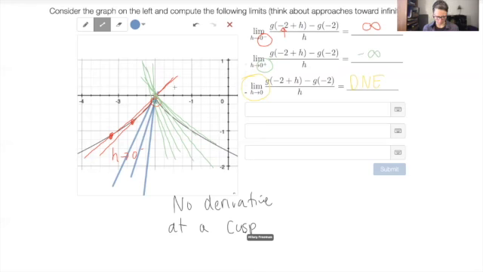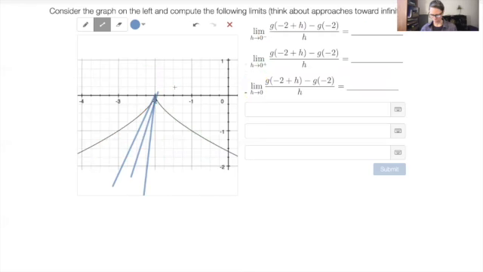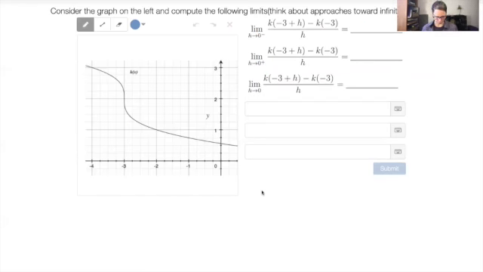So this is a cusp when the curve kind of does that sort of shape. We call that a cusp. And there's no derivative at a cusp because the slopes from the left and the right do not equal each other. Here's another example we can play around with.